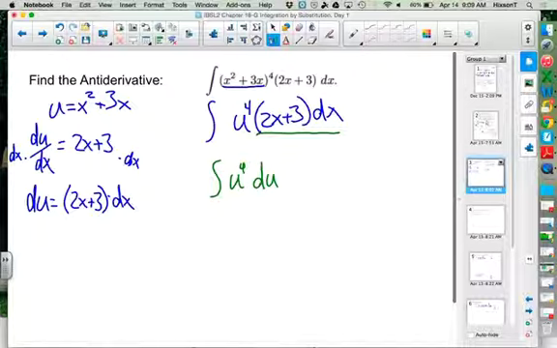Now what's the integral of u to the 4th? U to the 5th over 5. U to the 5th over 5.